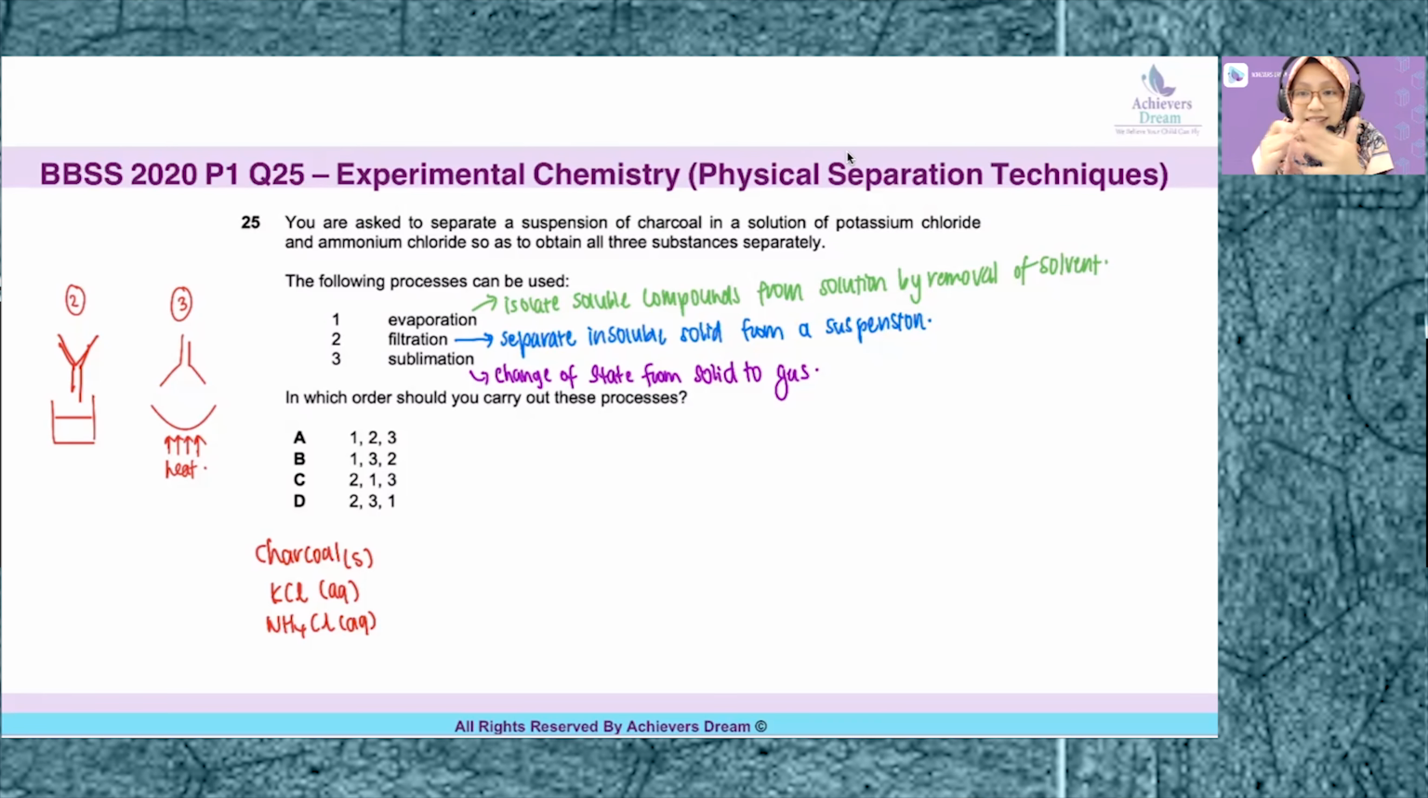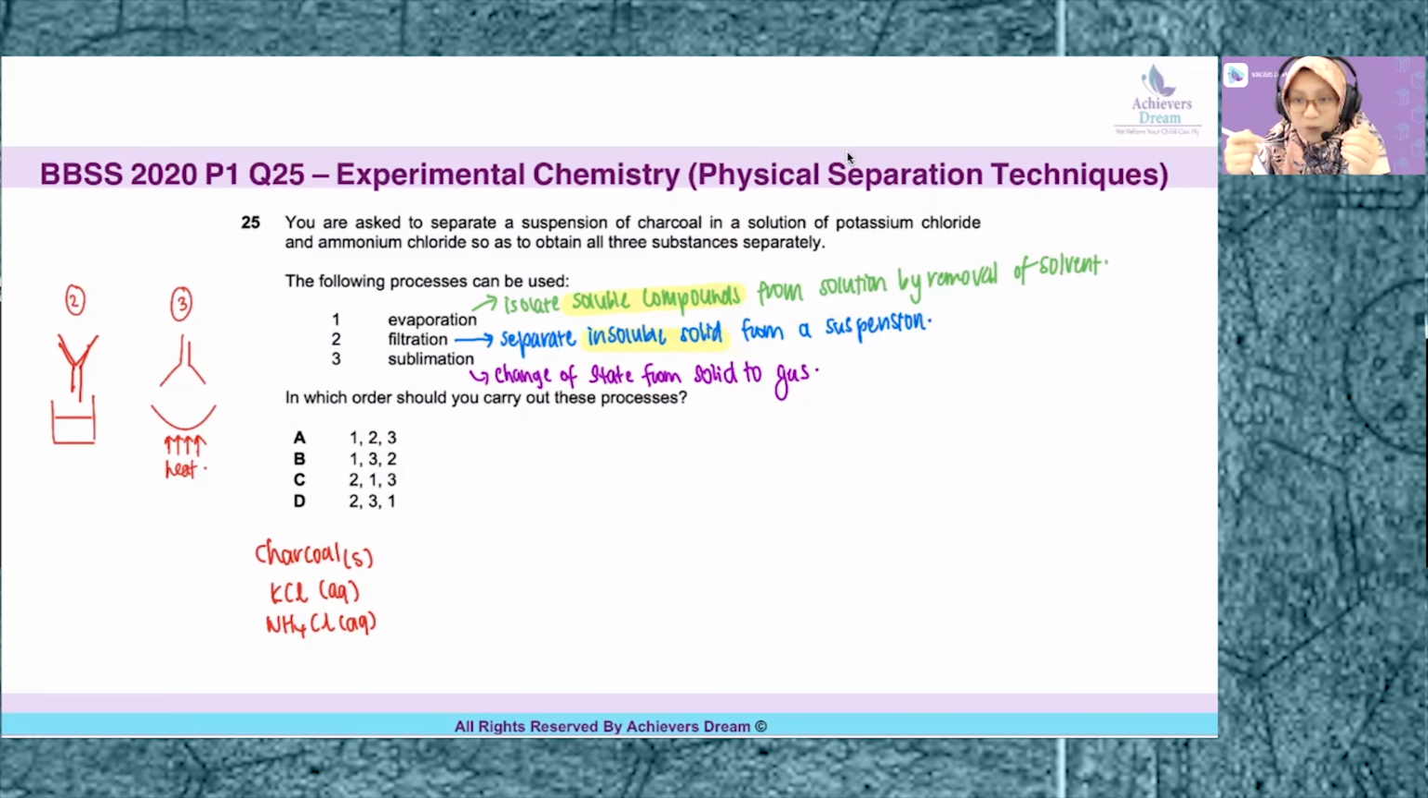here. I have taken the liberty to actually write down the purpose. The first one, which is evaporation, is to isolate soluble compounds from solution by removing the solvent away. The second physical separation technique, filtration, is very straightforward. We are separating an insoluble solid from a suspension. Last one, sublimation. This is the change of state of a substance from solid to gas.